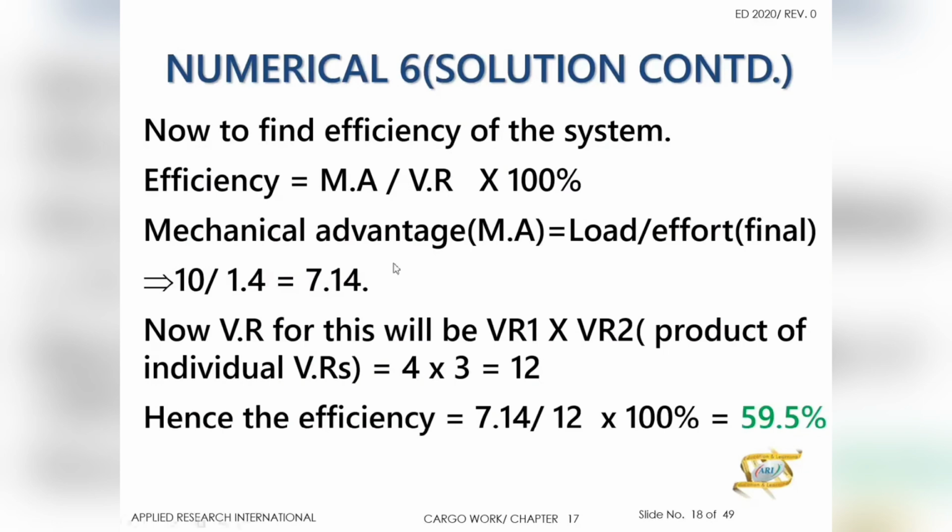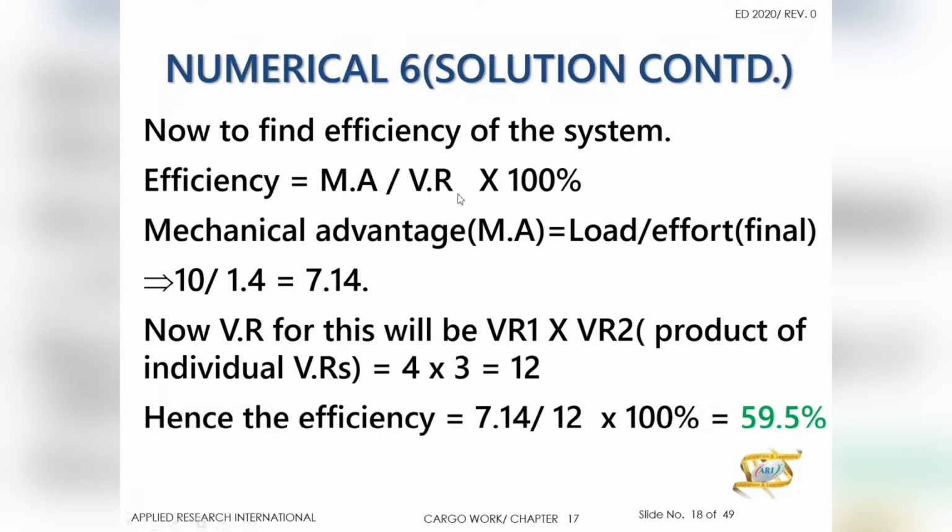Efficiency. Now we need to find out the efficiency of the system. We have already written the formula: efficiency is equal to MA by VR into 100%. Mechanical advantage is load by final effort. I had told you, right? How much load was lifted? 10 tons. How much final effort was applied? Only 1.4 tons. What is the mechanical advantage? 7.14. See, just by applying 1.4 tons, I have been able to lift up 10 tons, 7 times more.